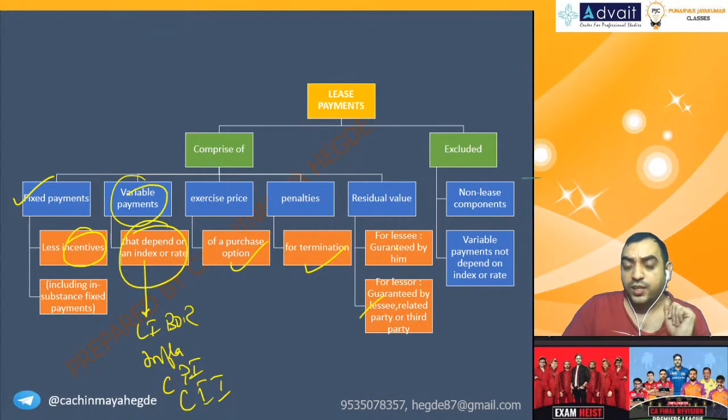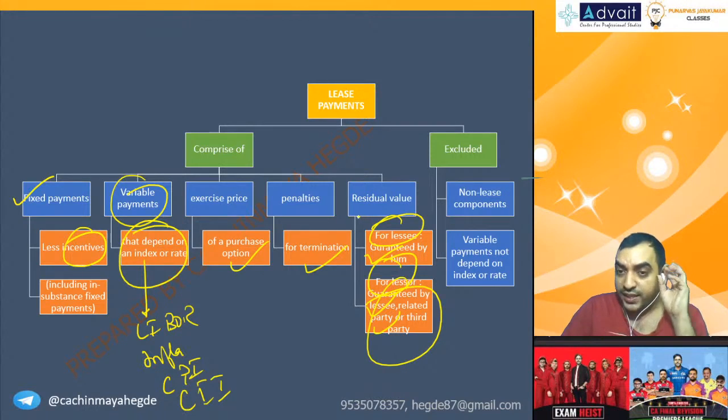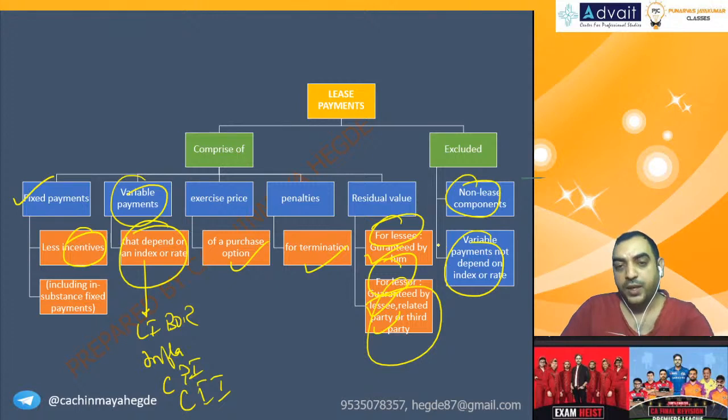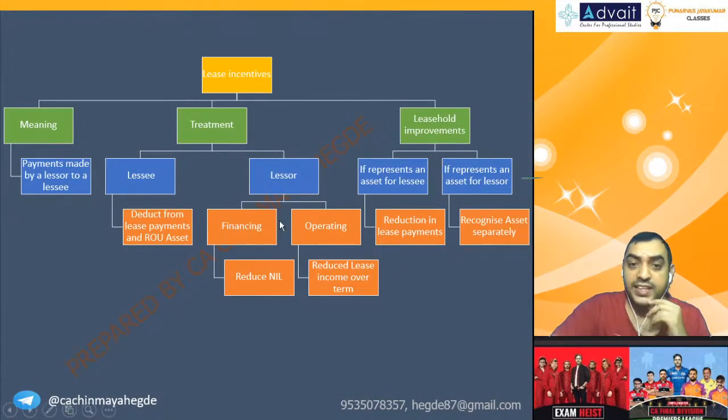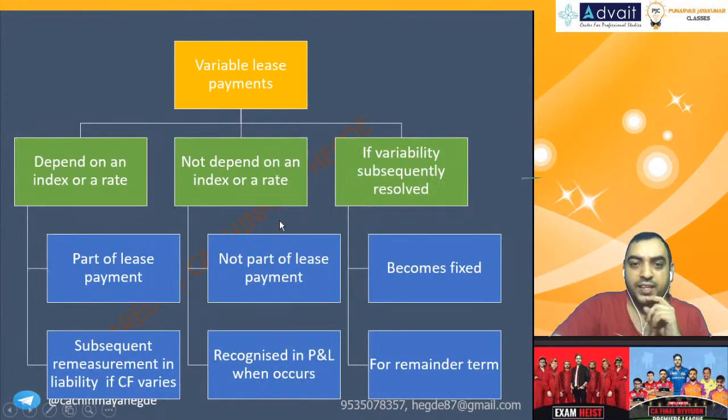Okay, residual value: for lessee, only that guaranteed by him; for lessor, guaranteed by the lessee or even a third party. So total residual value you take for lessor, only guaranteed residual value you take for lessee. Non-lease components are not part of lease payment. Variable payments are not part of lease payments. Lease incentive means like cashback, you subtract. Variable lease payment, I just explained.